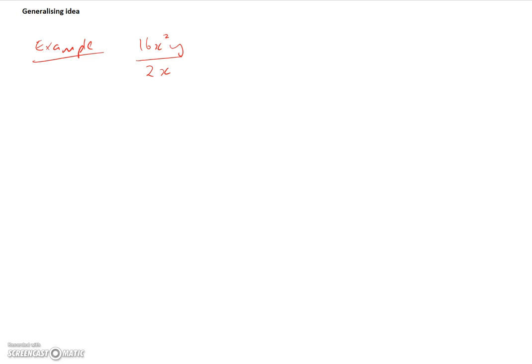Okay, so now we're going to generalize this idea of cancelling fractions. The idea is I can rewrite this fraction like this. Okay, and why can I do that? Well, we need to know about multiplication of fractions.